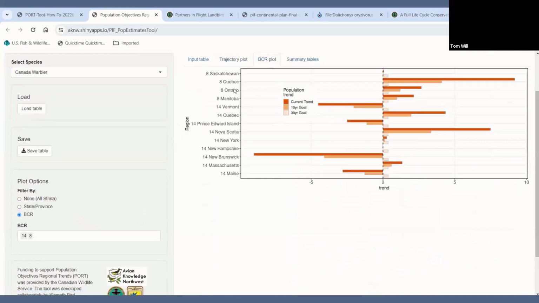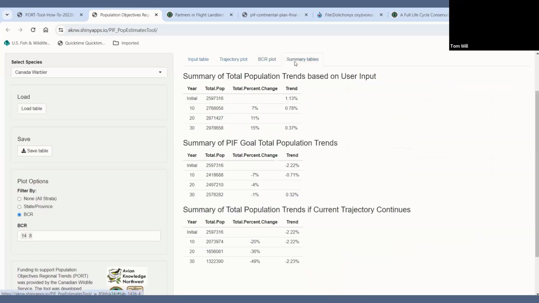It also gives you a bar chart, another way to visualize what the different rates of change for the populations within those state by BCR polygons look like. And then there are also some summary tables, so you can compare numerically the trends based on the user input, or the PIF population goals, or the trajectories if the current 10-year trends were to continue at a range-wide level.